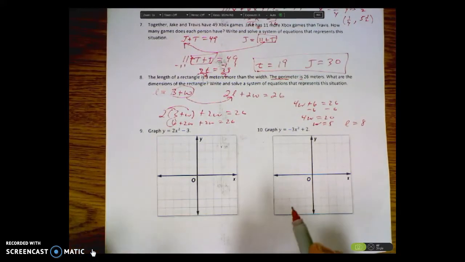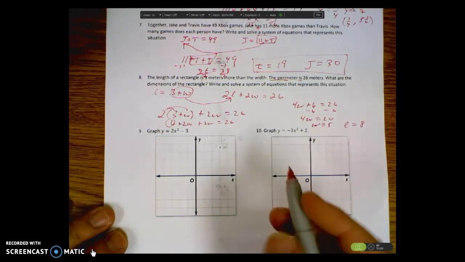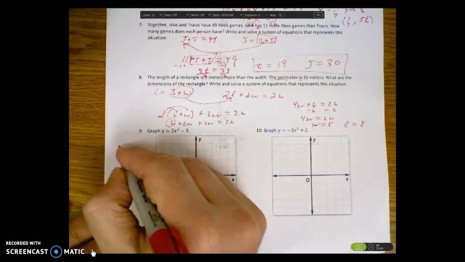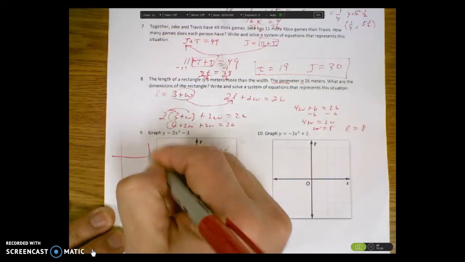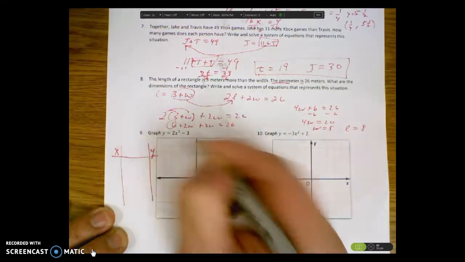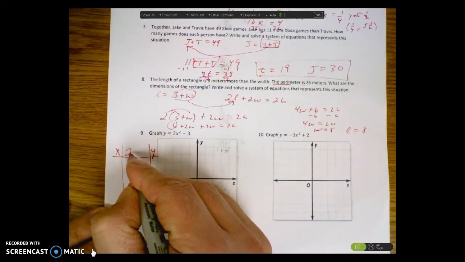All right, last two problems. I could not get them in the 15 minutes, so we're going to do the last two now. So number 9, we're going to start with a table of values. All right, and I know we went over another way, and we are going to do that for number 10.